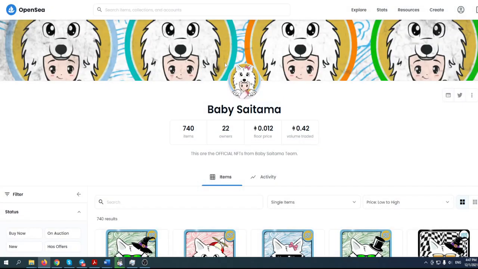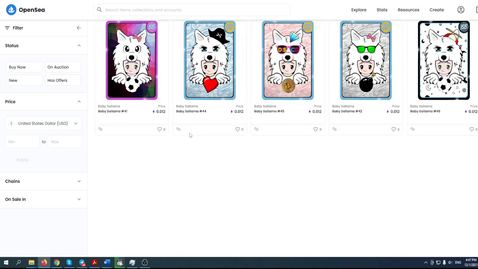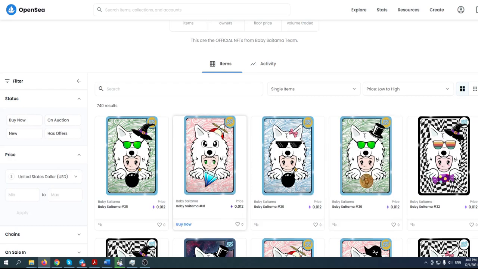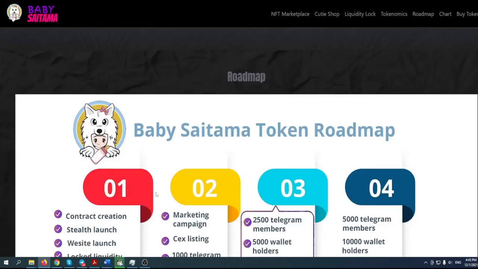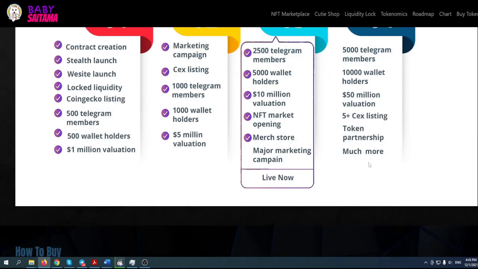So this is their marketplace. It's actually pretty cool, I have to admit. You can see the current prices, and there will be more and more, and it's important that these NFTs will be used for their future play to earn game. So I think it's actually very good. Take a look at the roadmap. Right now they're in phase 3, but the major marketing campaign has not started yet, so more members and more holders are expected, right? Their next goal is 10,000 wallet holders, and I think that is on the horizon. So token partnership and much more.